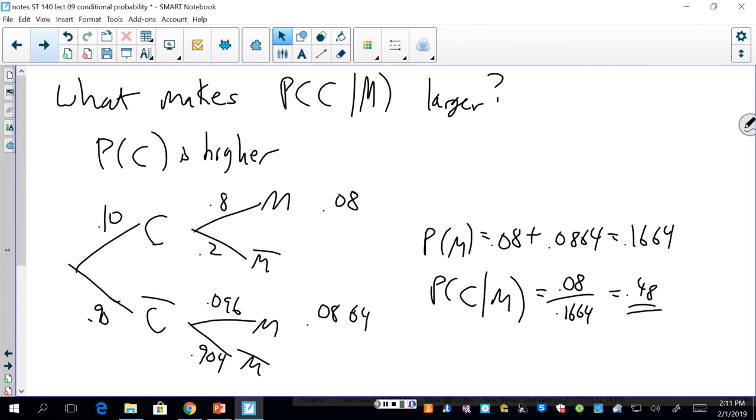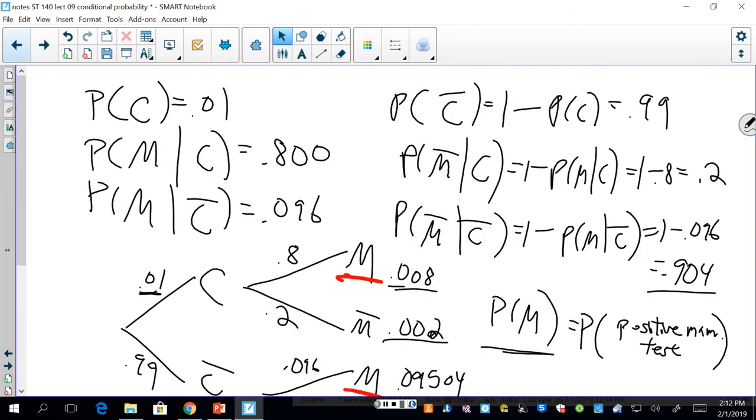So instead of 8%, now it's 48%. We've gone from 10%, and it's about a 5-time increase in the probability in this case. It's making more of a difference in those numbers because this was not as rare. We increased the relative proportion up here versus here. So if there's more cancer, it's more predictive. There are other ways you can influence it.